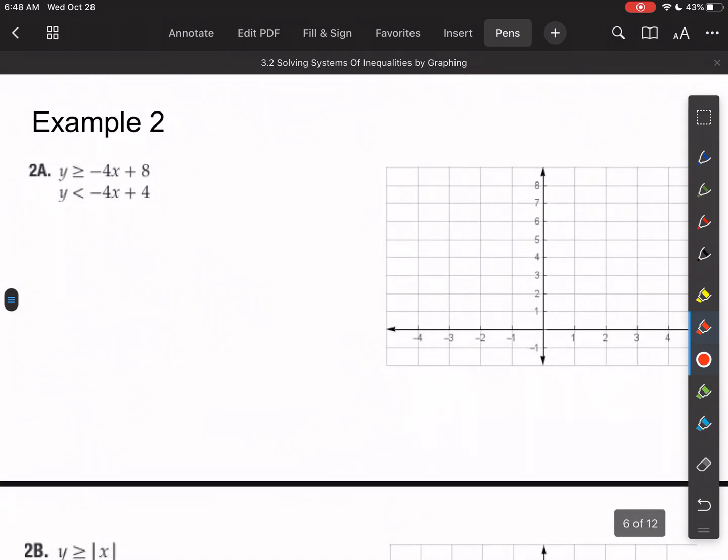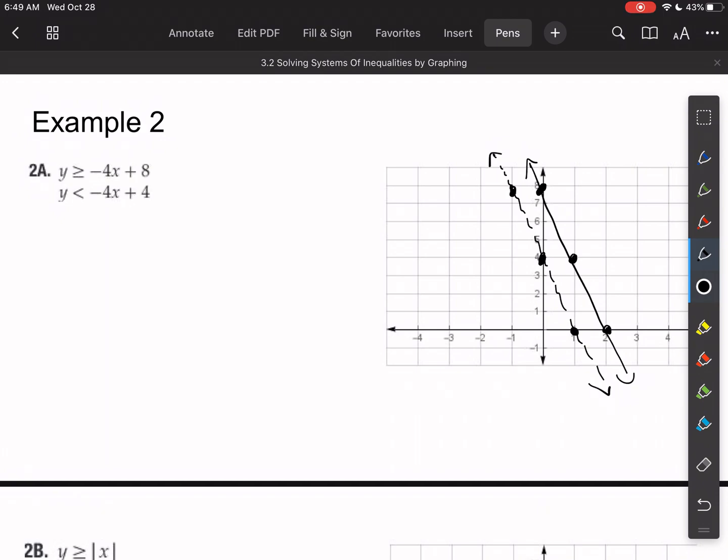For example 2, let's just go ahead and keep making our graphs. So we're going to start at positive 8 for that first one. We're going to go down 4 over 1, down 4 over 1, and we got this thing happening. This is a solid line. Then we're going to start at 4, and we're going to go down 4 over 1, and up 4, back 1, and notice here, this one's a dotted line.